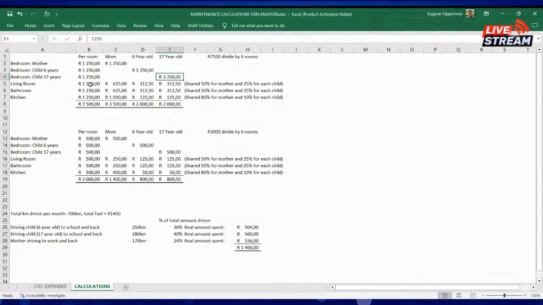Now, we say, okay, we're still left with the living room, the bathroom, and the kitchen. If we use those amounts and we work it out, let's say, for example, the living room. Mom should spend most of her time there when she's at home, so she uses it 50%, and the children only use it 25%.